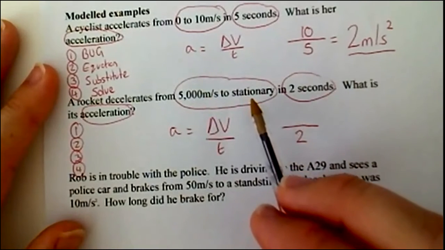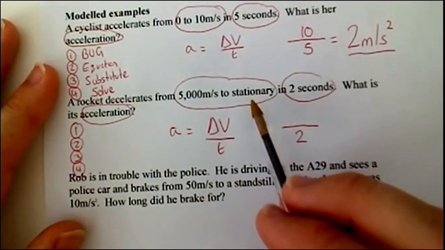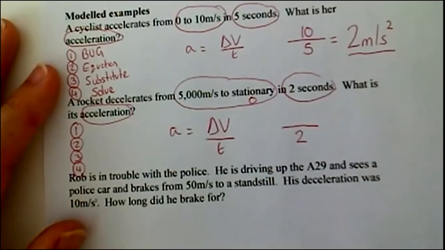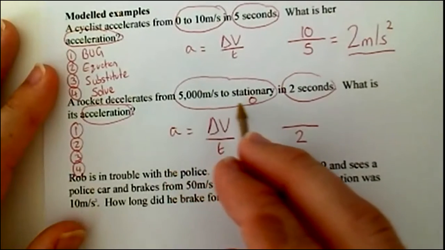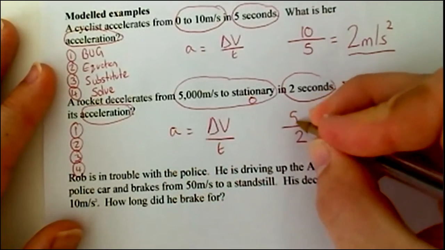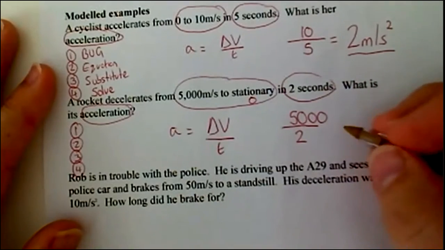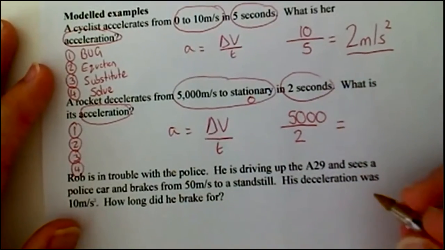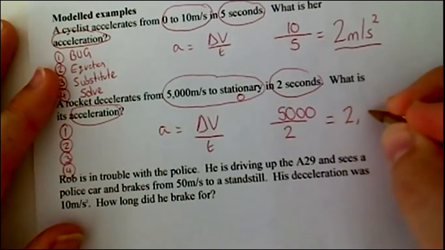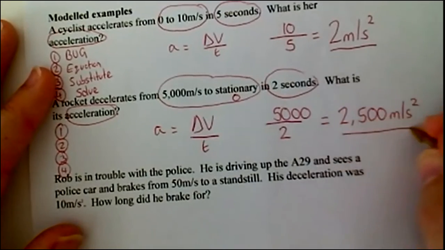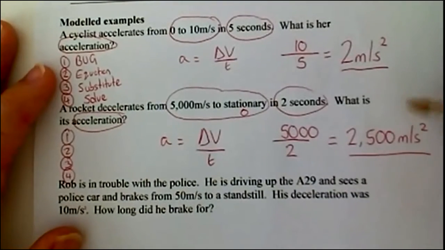Now, stationary means they're stopped. They're not moving, so they've got no velocity. Therefore, they've gone from 5,000 to 0. So the change is 5,000. 5,000 in 2 seconds, that means divide it, which is 2,500, and the unit is meters per second squared. Again, two nice questions for everyone to be able to do by the end of the lesson, okay?